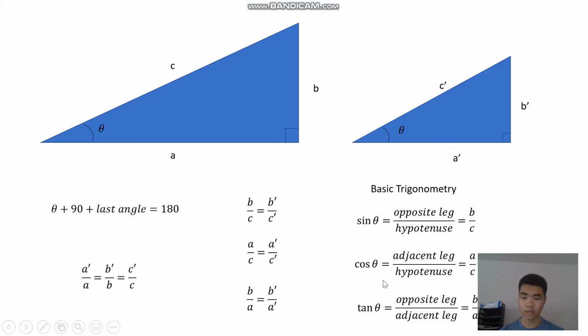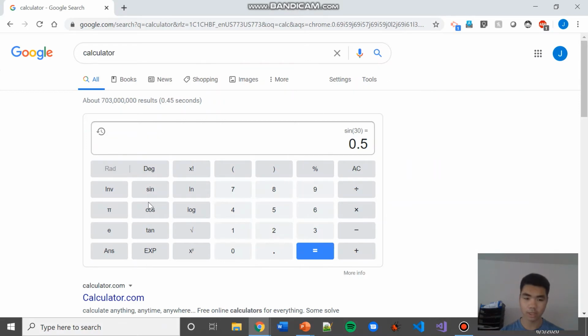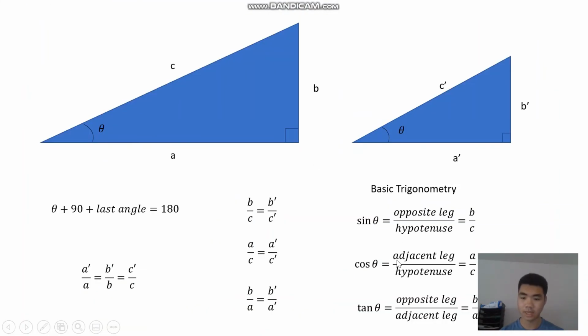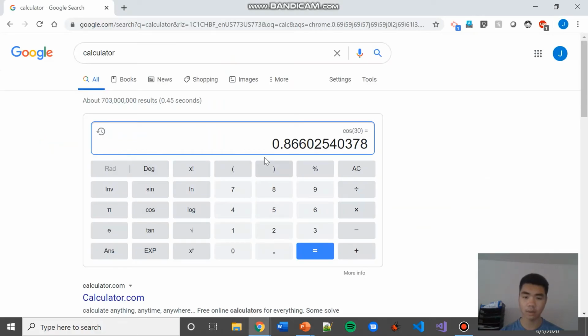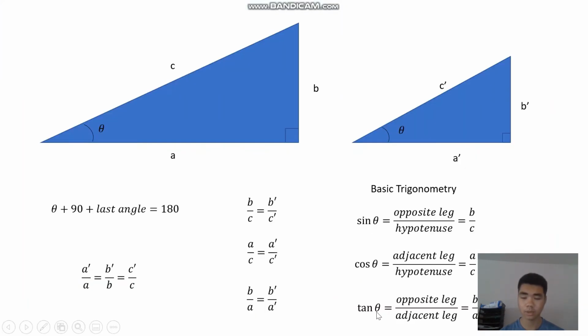Cosine works in a similar way, except it's defined as the adjacent leg over the hypotenuse. In this case, that would be A divided by C. So if I take the cosine of 30 degrees, I get 0.866 approximately. What this means is if I take the adjacent leg divided by the hypotenuse of this particular triangle with an angle 30 degrees right here, A divided by C will always come out to be approximately 0.866. Tangent works similarly, except it's the opposite leg, B, divided by the adjacent leg, A.